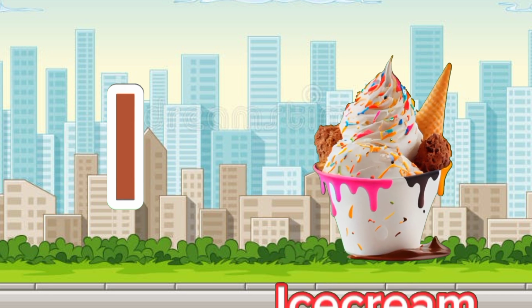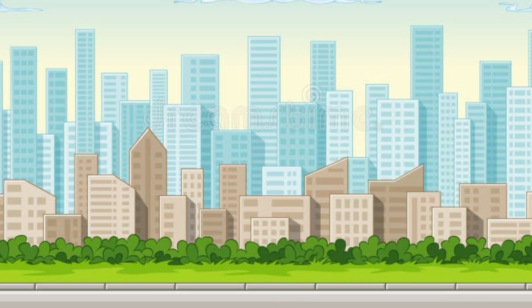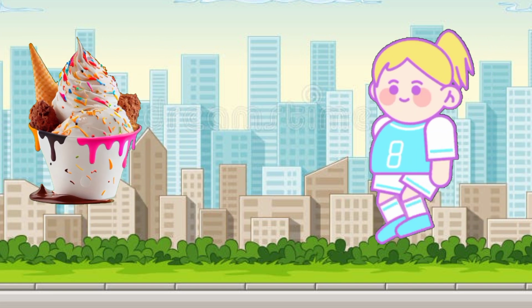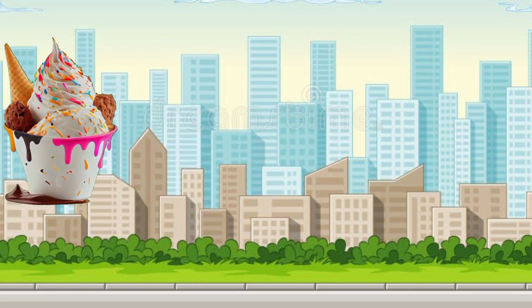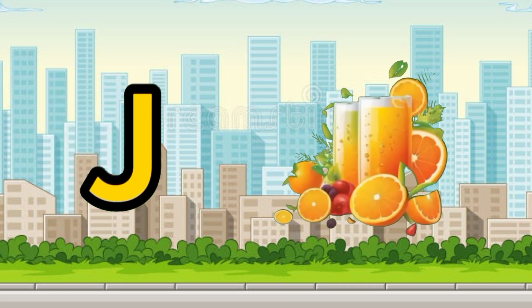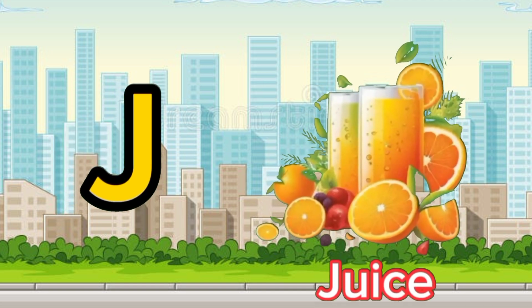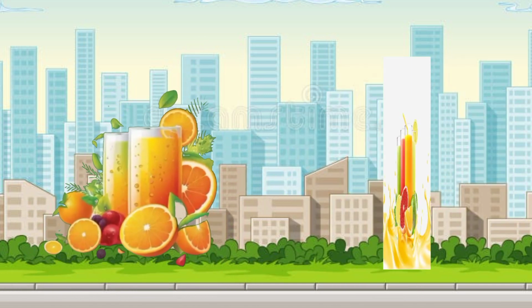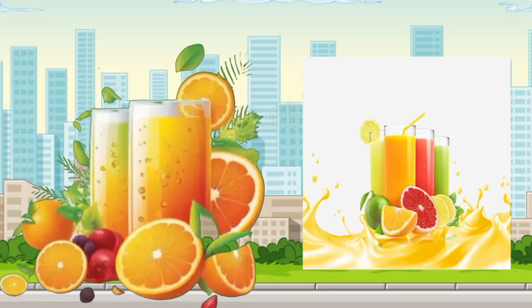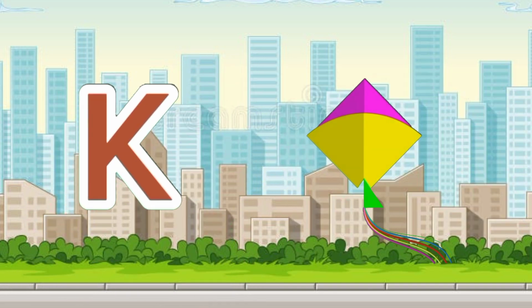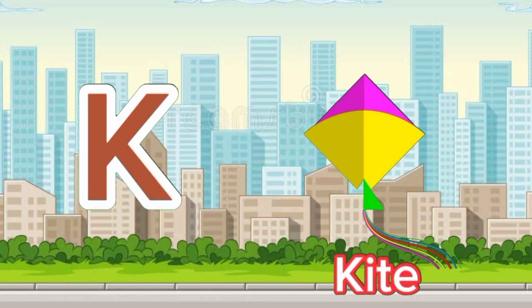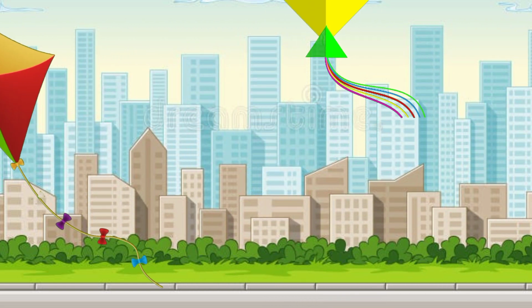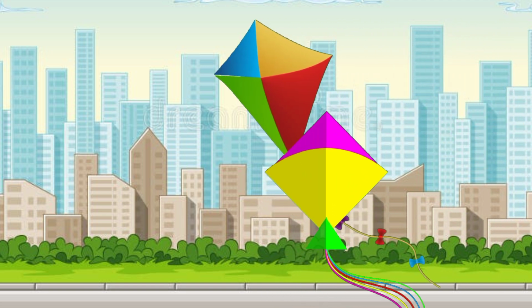I for ice cream. This is ice cream. J for juice. This is juice. J for juice. K for kite. This is kite. K for kite. This is kite.